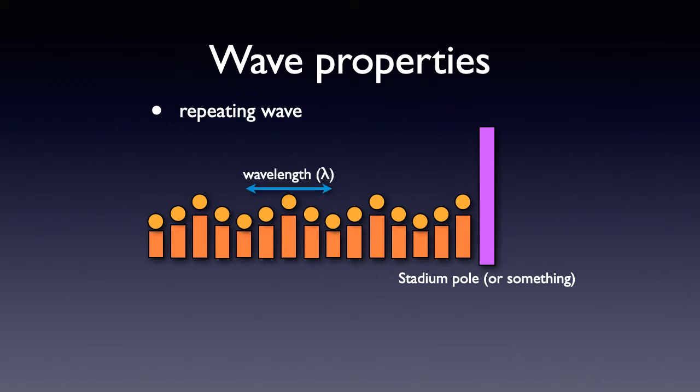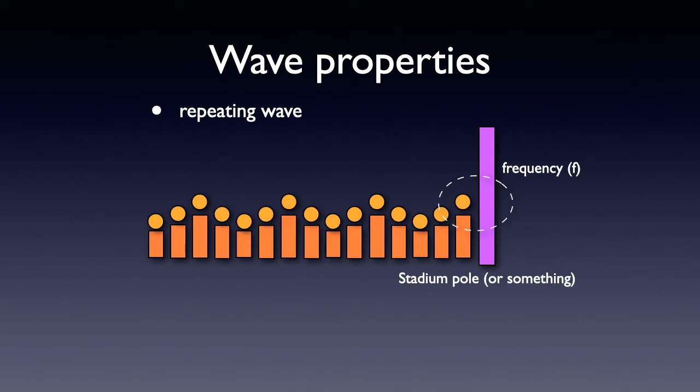The next is the wavelength. This is the distance from one displacement to the next displacement. So this works for a repeating wave, and so it'd be measured in meters. We use the Greek letter lambda to represent wavelength.